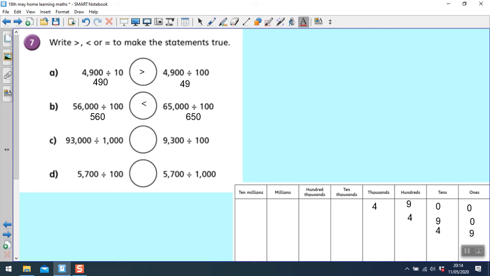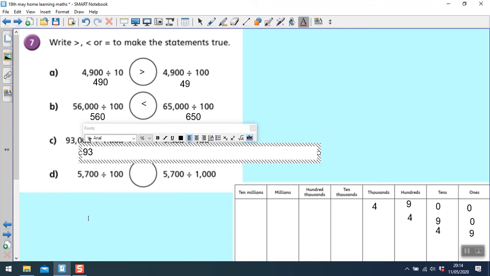93,000 divided by 1,000. I move it 3 places to the right. 93,000 looks like this, so my 9's here. If I divide by 1,000, I'm moving it 3 places to the right. 1, 2, 3. It's going to become 9 10s. And the 3 follows it, so it's 3 1s.